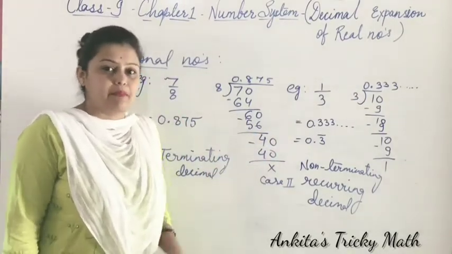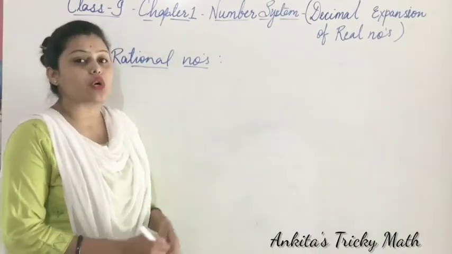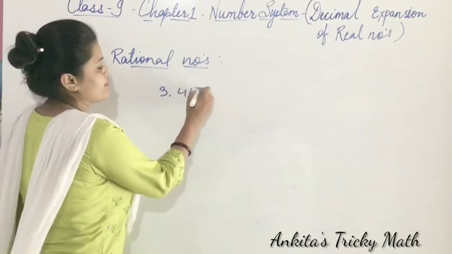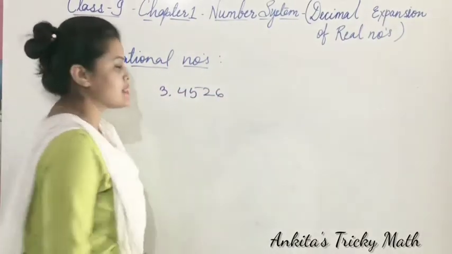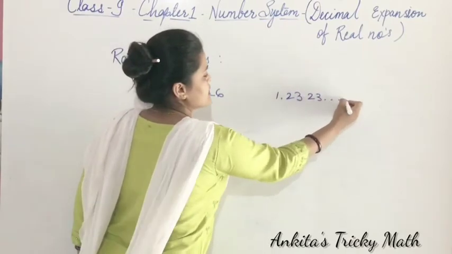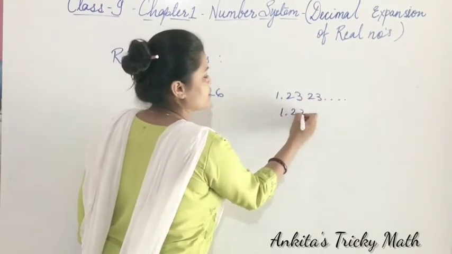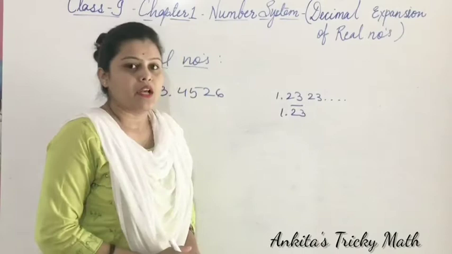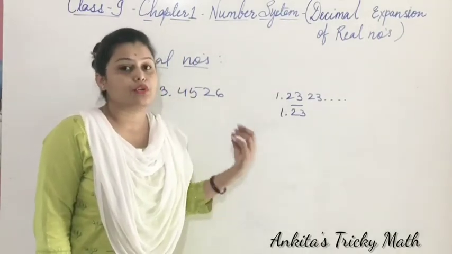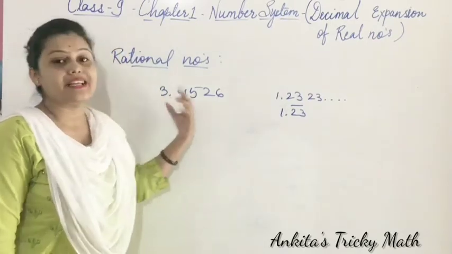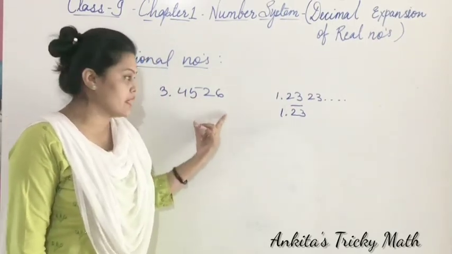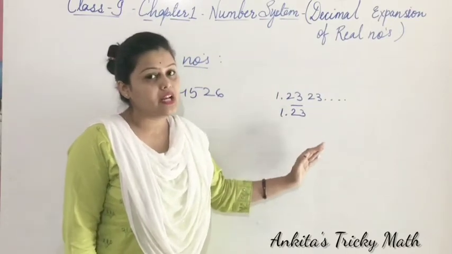So if you come across some numbers like 3.4526 or some numbers like 1.2323 and so on, or you can say 1.23 bar, can you say that these are rational numbers? Here we can see it is terminating, here it is non-terminating and recurring.